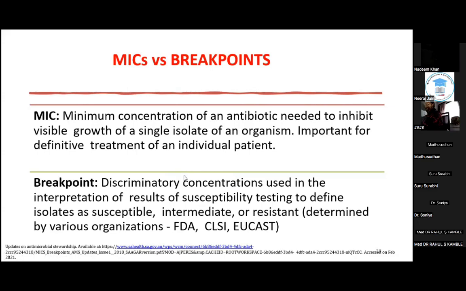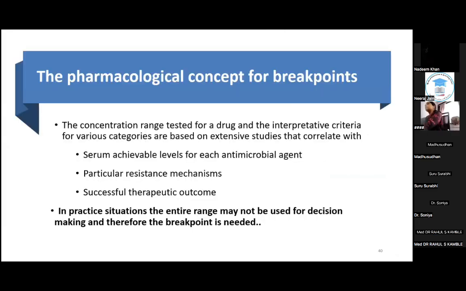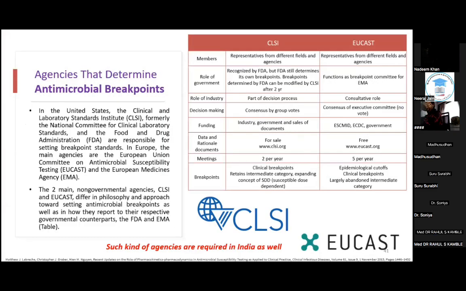The breakpoints are obtained from organizations like FDA, CLSI, and EUCAST. The breakpoints are derived from serum achievable levels for each antibiotic, and depend on the particular resistance mechanism and successful therapeutic outcome. The breakpoints are given by CLSI, the Clinical and Laboratory Standards Institute. Usually CLSI is mostly followed in most settings. The breakpoints are also given by EUCAST. EUCAST breakpoints are available free on their portals, but CLSI has to be purchased. EUCAST guidelines are renewed every 5 years or earlier, while CLSI takes about 2 years.